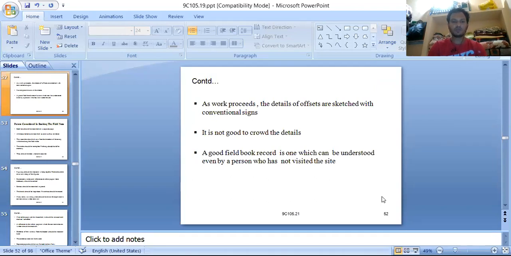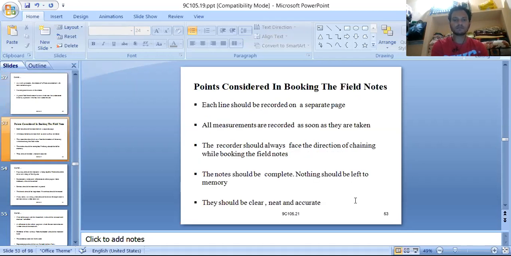A good field book record is one which can be understood even by a person who has not visited the site. So it should be very clear so that it is understandable for everyone. When someone visits the site, he has to understand the details of the field by looking at the field book. That is how we have to record the details. We have some important points to be considered in booking the field book.